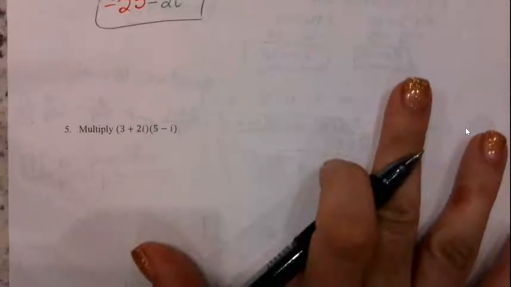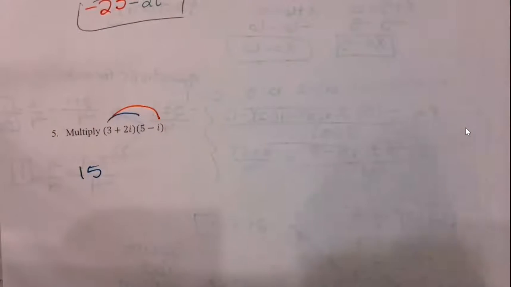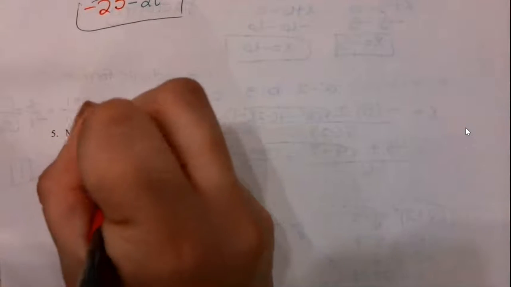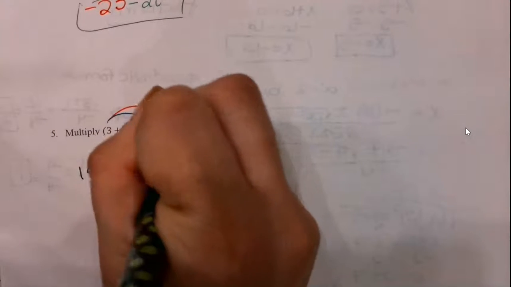Okay. Number 5 wants me to multiply, so I'm going to FOIL here. I am going to start off by distributing my 3 to the 5. 3 times 5 is 15. Then I have 3 times negative i, which gives me negative 3i. Then I have 2i times 5, which gives me 10i. And then the last terms: I have 2i times negative i, which gives me negative 2i squared.